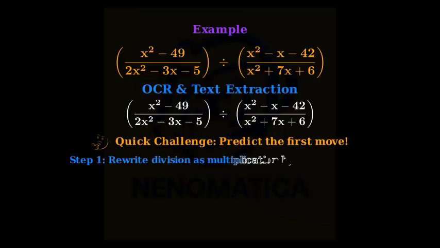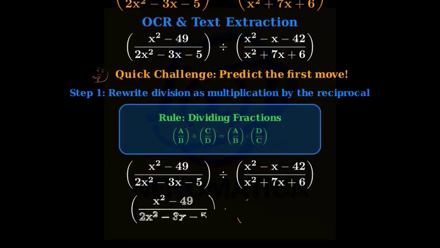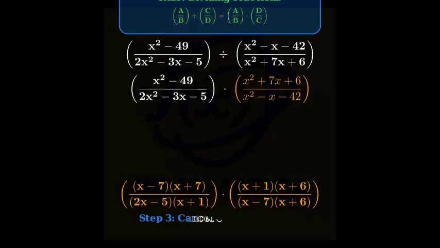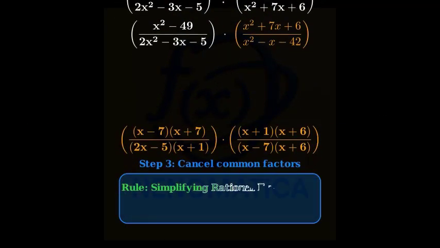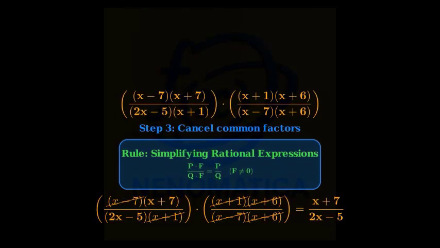Step 1. We rewrite division of fractions as multiplication by the reciprocal. That is, keep the first fraction, change the division to multiplication, and flip the second fraction. We use the difference of squares for x squared minus 49 and standard trinomial factoring for the quadratics. Step 3. Cancel the common factors that appear in both a numerator and a denominator. Here, x minus 7 cancels, x plus 1 cancels, and x plus 6 cancels.